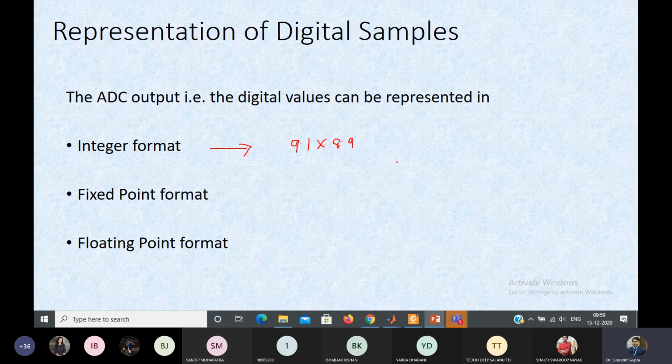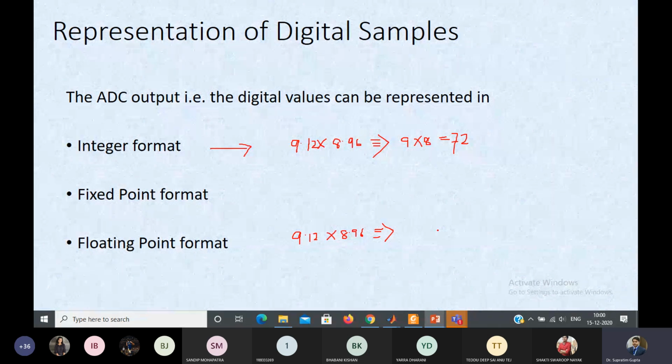Now as an example, I want to multiply say 9.1 into 8.9. If I place it in a microcontroller, it will give me 9 into 8, so 72. Now let us add this 9.1 to 9.8.96. If I take all these decimal values, that means 9.12 and 8.96, and we go for floating point computation, I will get the value as it is. Now what is that?